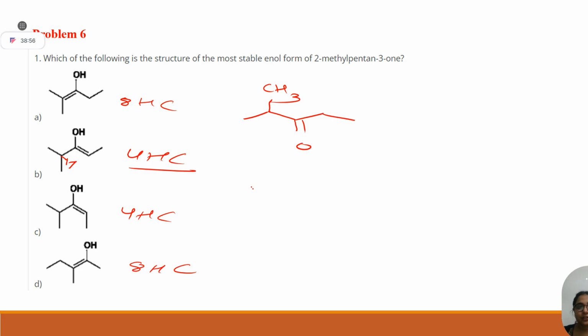Okay. So they are asking for the most stable form, right? So options B and C are cut. Now from A and D, tell me which is the more stable enol and why. Ma'am, D has 8 hyperconjugation. What? Ma'am, option D is not the enol form of 2-methyl pentan-3-one.